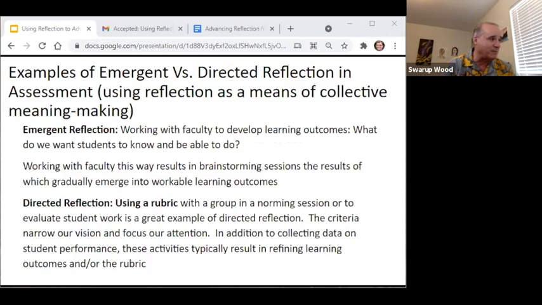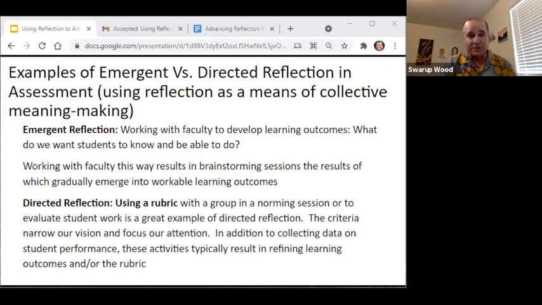All right, and here we've got a different example, looking at an assessment setting. So an example of emergent reflection working with faculty to develop learning outcomes. What do we want students to know and be able to do? This was the question that Amy confronted us with in 1999 and really set the stage for a great deal of learning, because most of us were scratching our heads. Well, we don't know, was my first response. But ultimately, those conversations surfaced a huge number of very different ideas, and those ultimately we crafted into workable learning outcomes.